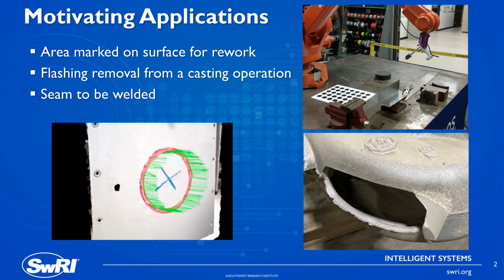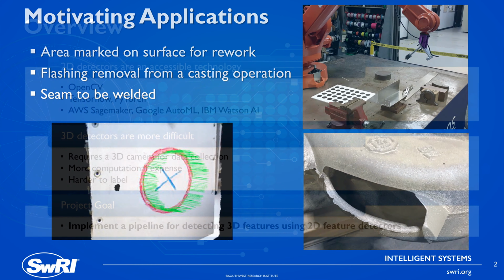Motivating applications for this research are industrial automation solutions that require the detection of features in 3D space. Examples include detecting features such as areas collaboratively marked on a surface for rework, flashing in a sand casting application, or weld seams in a high-mix welding application.